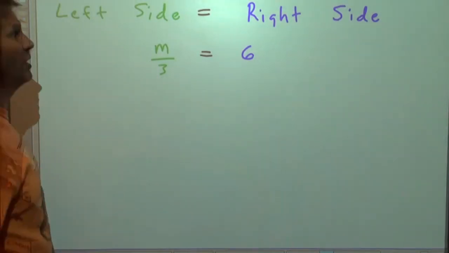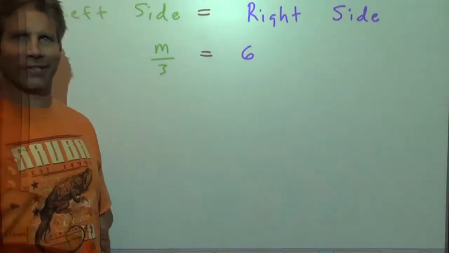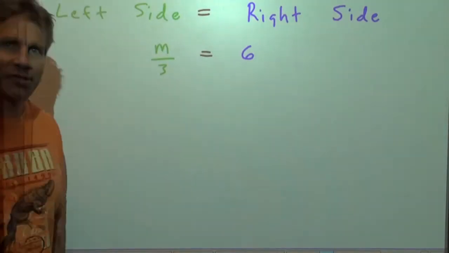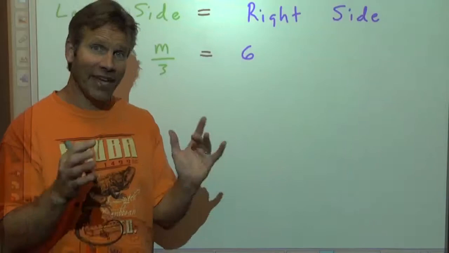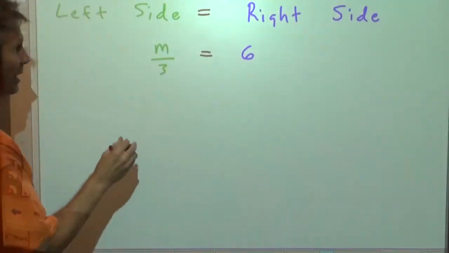M divided by 3 is equal to 6. I'm going to tell you right now as a teacher, ask any teacher, what's the most common mistake here? Kids say, oh look, division by 3. Oh, I could divide that by 3. The answer's 2. Thanks for playing.